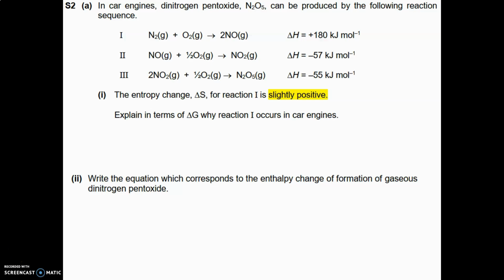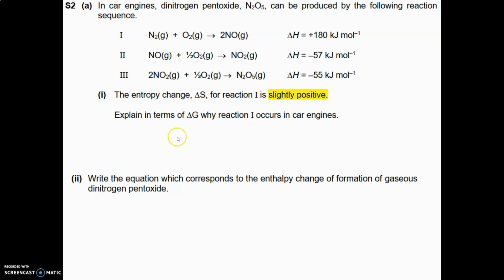Next, we move on to question S2. In part A, we have given you 3 equations which eventually lead to the formation of dinitrogen pentoxide, N2O5. For part 1, you are required to explain in terms of delta G why reaction 1 occurs in car engines.